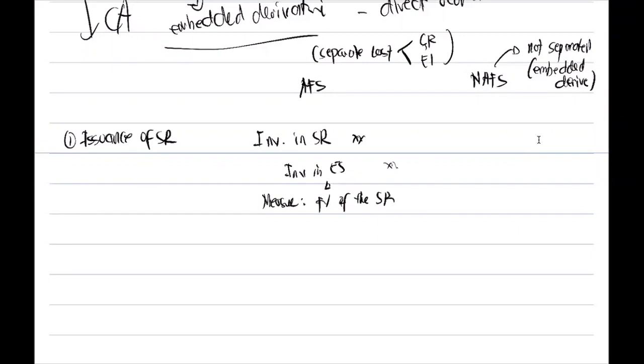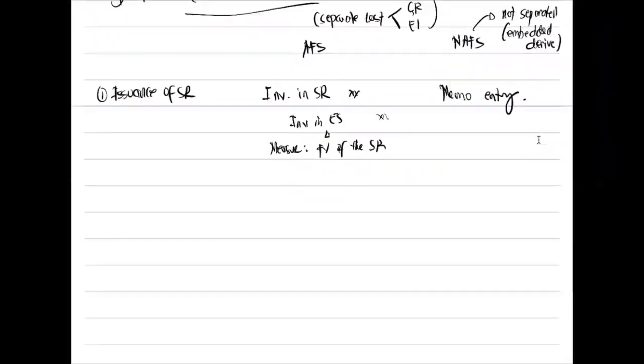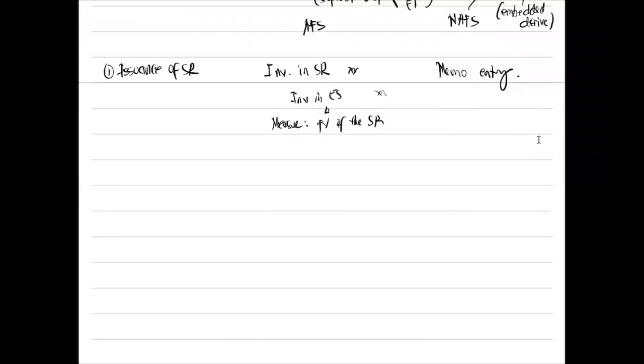If that is not accounted for separately, so we do not separate it. We will only make a memorandum entry. That's as to the issuance.